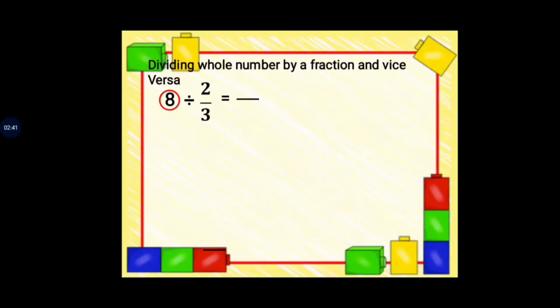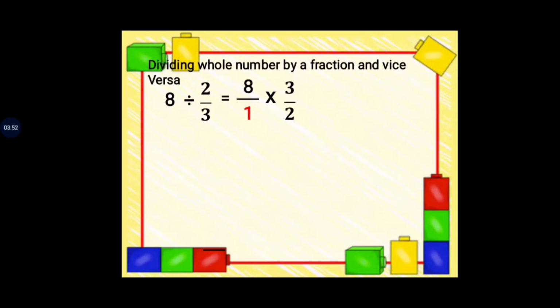Alright? So we're going to rename now 8. Ilalagay natin siya dyan with a denominator of 1. Then change natin ang division sign into a multiplication sign. Then after that, flip natin yung 2/3. Siya ay magiging 3/2. So, pwede na tayo mag-multiply.